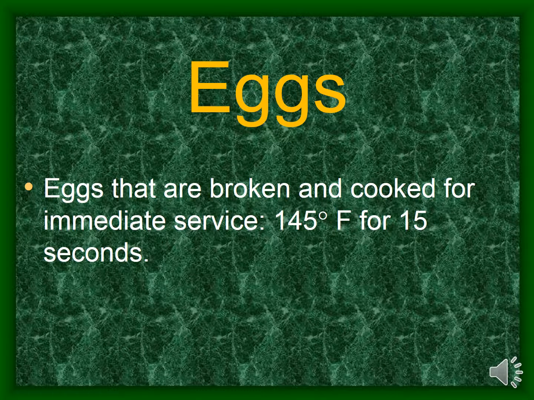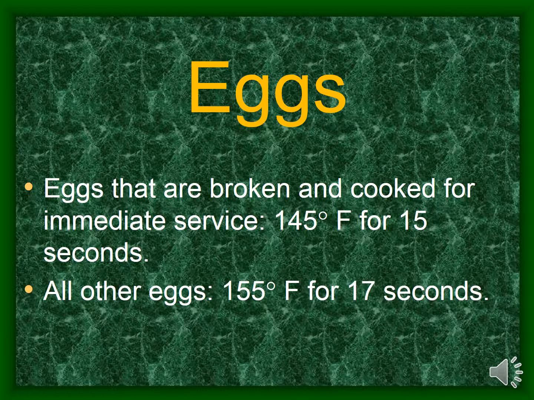The first set of temperatures is for raw eggs. Eggs that are broken and cooked for immediate service must be cooked to at least 145 degrees Fahrenheit for at least 15 seconds. All other eggs, such as those that are batched or pooled, must be cooked to at least 155 degrees Fahrenheit for at least 17 seconds.